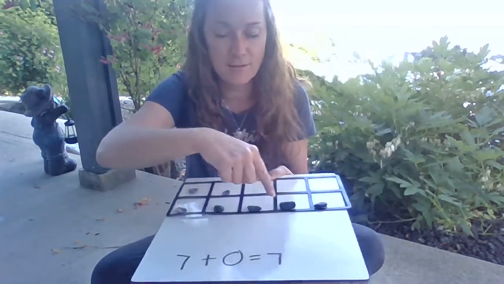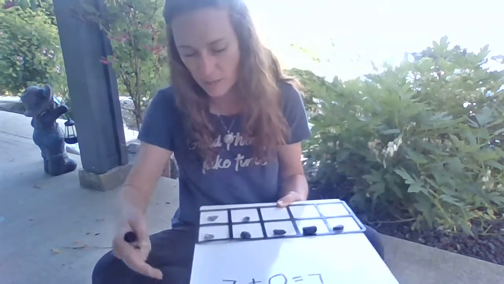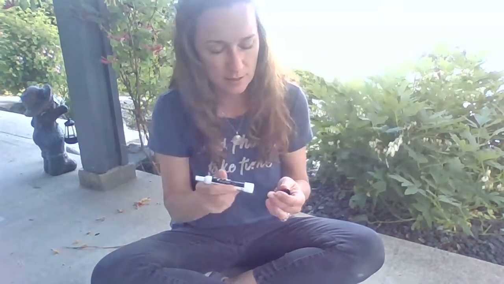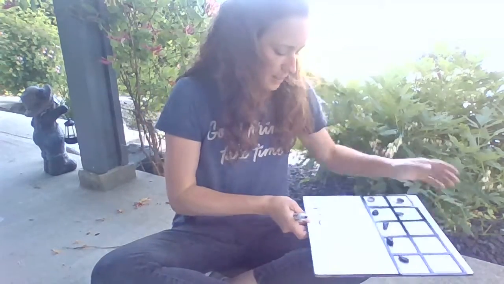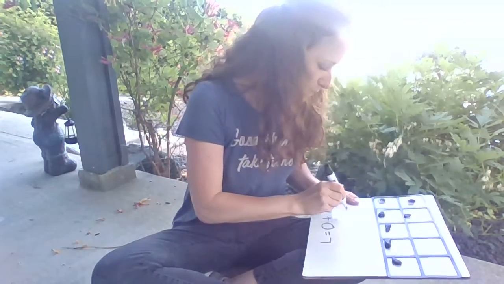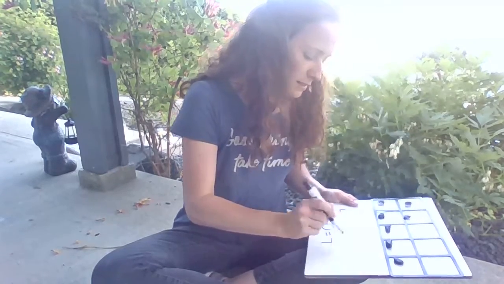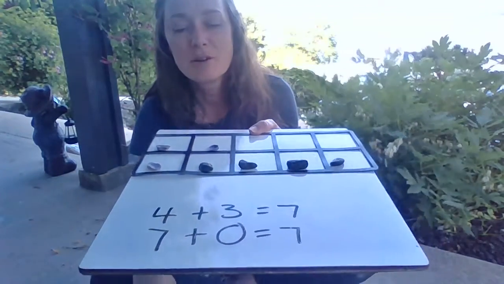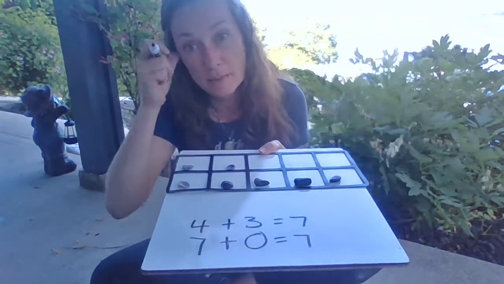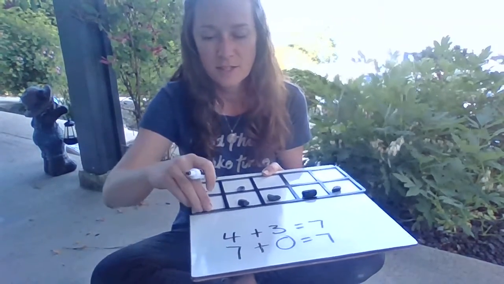So 7 plus 0 is 7. Well, we just realized that 4 plus 3 is 7. So I'm going to write that down. But I can't take my pen lid off with one hand. So here we go. Okay. I'm going to turn it around. So now I have 4 plus 3 is 7. Wow. There we go. 4 plus 3 is 7. That's another way to make 7. So now I have 2 ways to make 7. Okay, let's take our shells off.